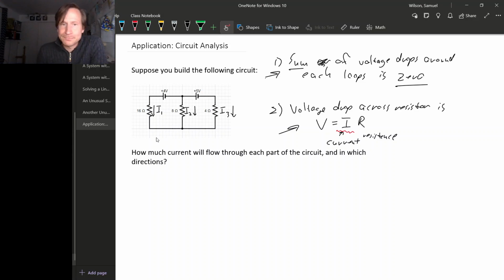All right. Just to name the resistors, let's call this one R1, this one R2, and this one R3. Okay, so let's use Kirchhoff's law to write some equations. It says the sum of the voltage drops around a loop should be 0. So let's start here and go around this loop and see what happens. The first thing we encounter is this resistor.